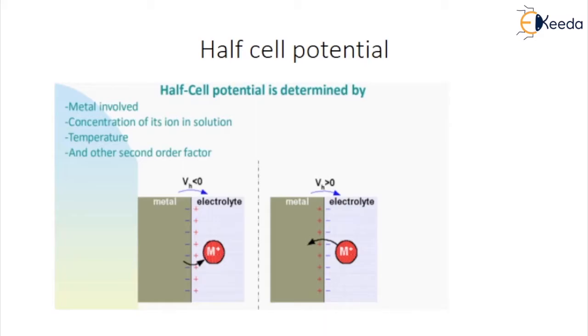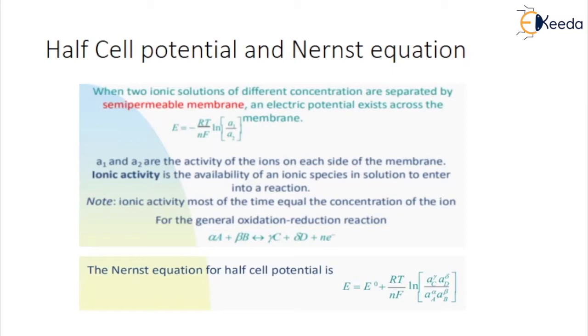Half cell potential is determined by the metal involved, the concentration of the ion in solution, temperature, and it also depends on second order factors. Half cell potential and the Nernst equation. When two ionic solutions of different concentrations are separated by a semi-permeable membrane, an electric potential exists across the membrane, and it is shown in this equation, where E is equal to minus RT upon nF natural log of A1 upon A2, where A1 and A2 are the activities of the ions on each side of the membrane.